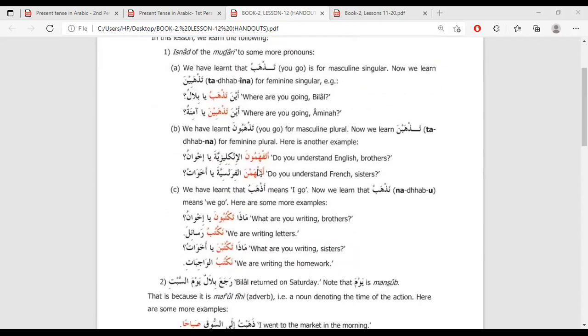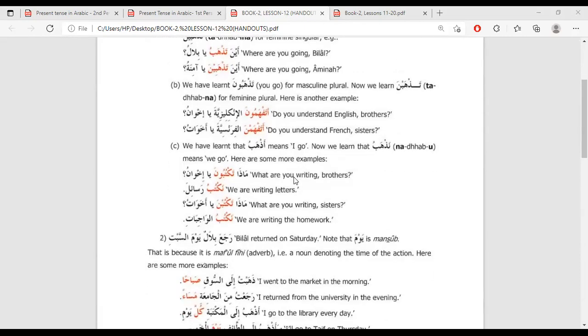And similarly for the plural, as we discussed, that for the plural for masculine, the sound will be una. As we can see here, أتفهمون الإنجليزية يا إخوان. إخوان is the plural of أخ, so that's why it is إخوان تفهمون. Whereas the plural of أخت is أخوات, so أتفهمن. So what happened basically here? Waw has been dropped and the rest of the letters are the same. أتفهمن الفرنسية يا أخوات. Do you understand French, sisters?